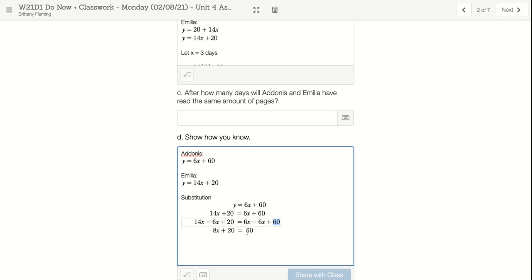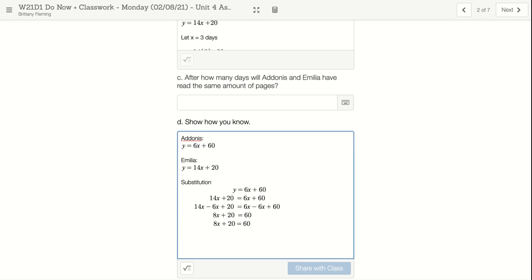Now I need to get my constants all on the right side of the equation. So I need to get rid of the 20 on the left side of the equation. In order to get rid of the 20 on the left side of the equation, I have to subtract 20 from both sides of the equation. I know this because the inverse operation for adding 20 is subtracting 20. And 20 minus 20 is 0. And on the left side, I will be left with 8x by itself.